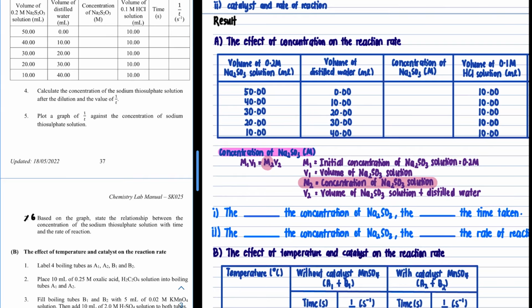The last step for the procedure part A, number 6: based on the graph, state the relationship between the concentration of sodium thiosulfate solution with time and the rate of reaction. So what does it mean? You're going to state 2 relationships. The first one is the relationship between the concentration of sodium thiosulfate and time. The second one, you have to state the relationship between the concentration of sodium thiosulfate solution and the rate of reaction.